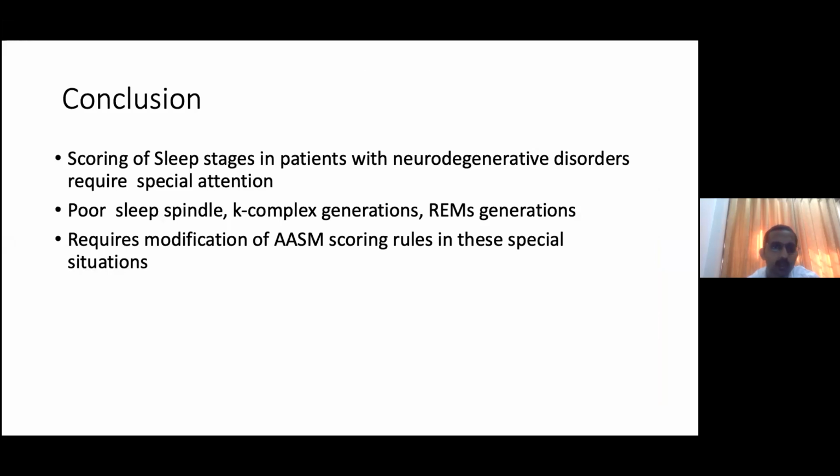Scoring of sleep stages in neurodegenerative disorders requires very special attention, because these people generate very poor sleep spindles, K complexes and rapid eye movements. As we described in some previous papers, the scoring requires some modification, particularly when you are dealing with neurodegenerative disorder patients. It is challenging, but we need to create different characteristics and modifications. So now I'm concluding my talk, and I'm happy to take any questions.